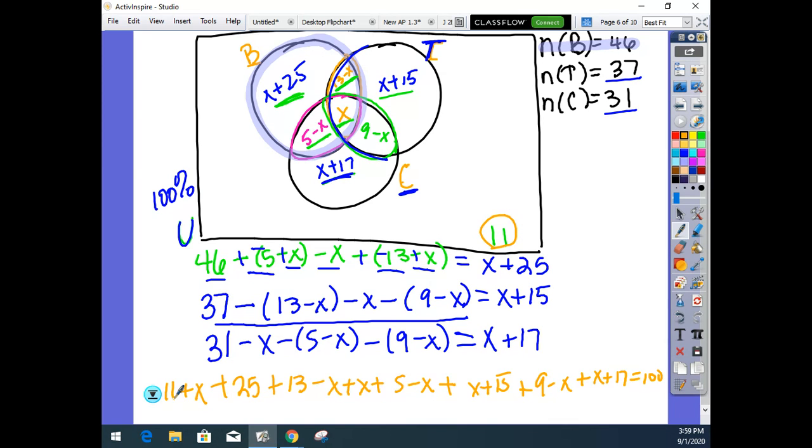I ran out of room. I'm just going to put it over here. So everything in the universe adds up to 100%. Combine all your x's, solve for x, and you should get x equals 2. So that means that 2 people used all 3 modes of transportation. This one might take you just a little bit to really process. So take your time. Let me know what your questions are.